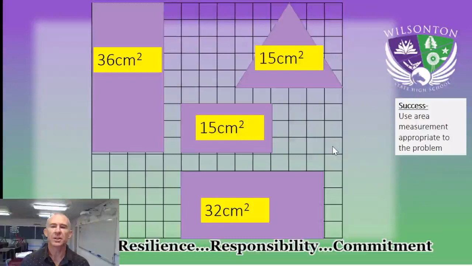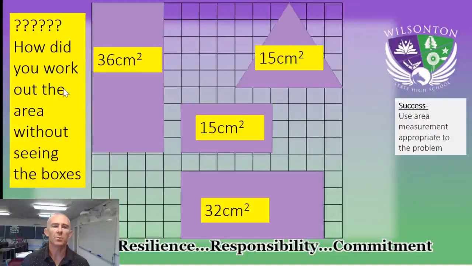Now the question you need to ask yourself this time is, how did you work out the area without seeing the boxes? So with these 4 shapes, you've got the shape superimposed over the top of the grid, but you actually can't see each individual box. So how did you come about getting that answer without being able to count all the individual boxes?